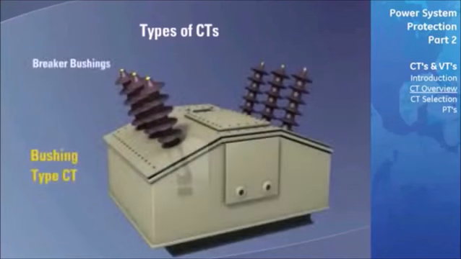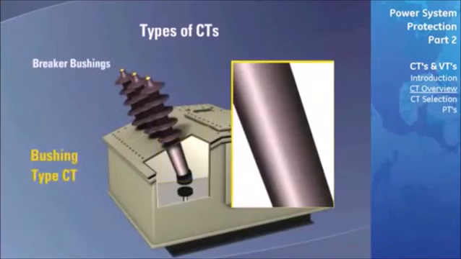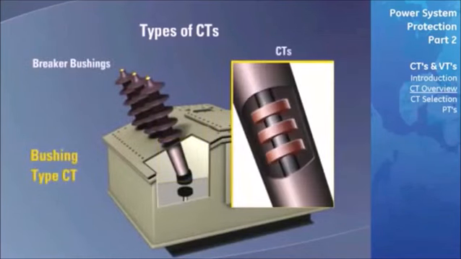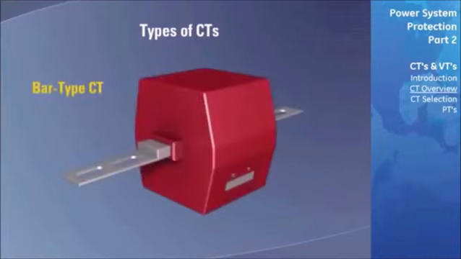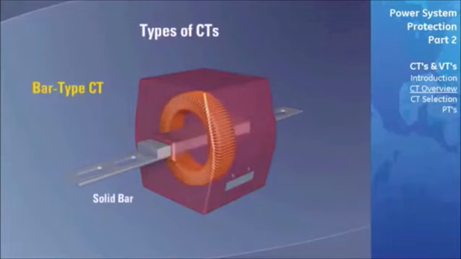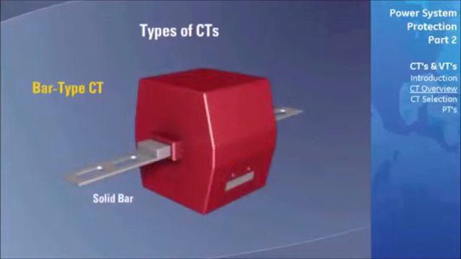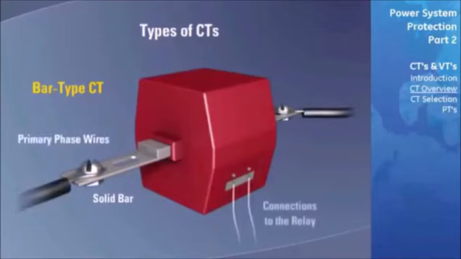A bushing type CT refers to a CT that is built into another power system device, such as a breaker. Terminals are provided on these devices to permit connecting the CT to a relay. A bar-type CT has a solid bar that passes through the annular core to form the primary winding of the CT. The primary phase wires of the power system are then connected directly to these bars to complete the connections.